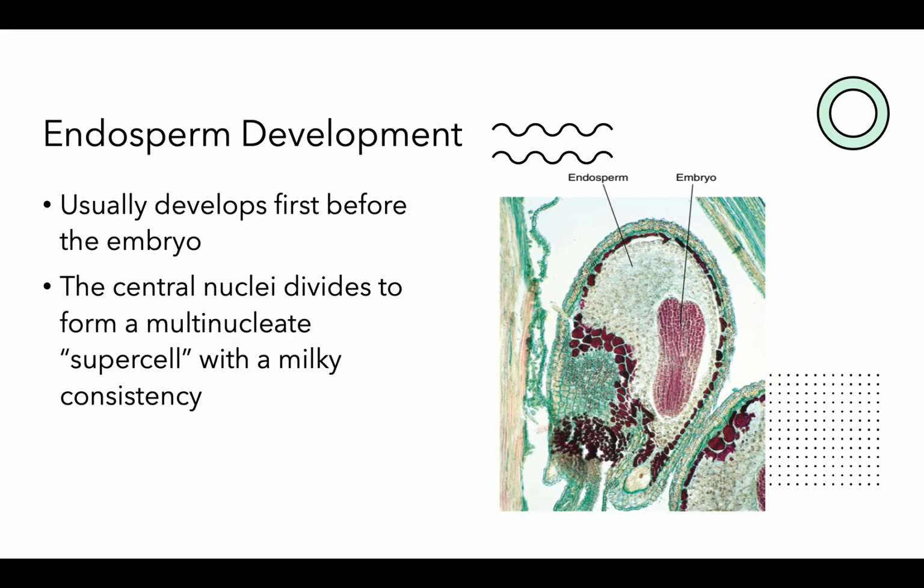The endosperm usually develops first before the embryo. The central nuclei divide to form a multinucleate supercell with a milky consistency. It is important to note that the type of division happening in the endosperm is nuclear division, not cellular division. Why? Because there are no cell walls that enclose these nuclei just yet, which also explains the liquid milky consistency of the endosperm. As the endosperm increases in size through nuclear division, dense cytoplasm gathers around the nuclei and walls are constructed, thus forming cells.